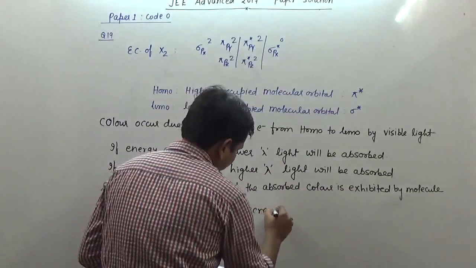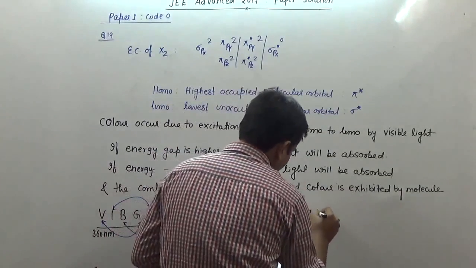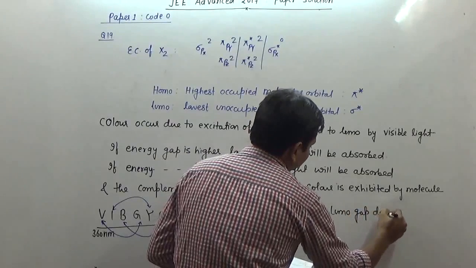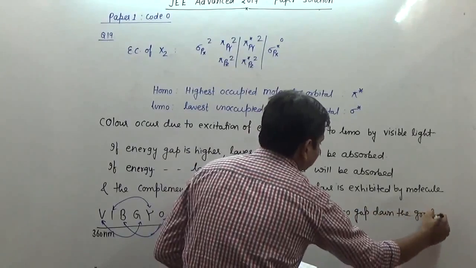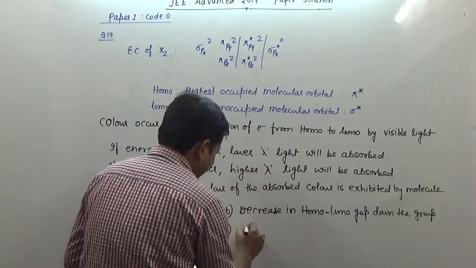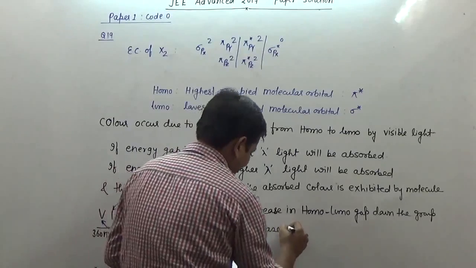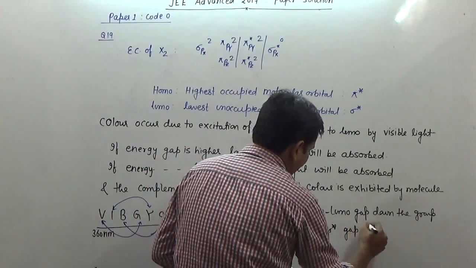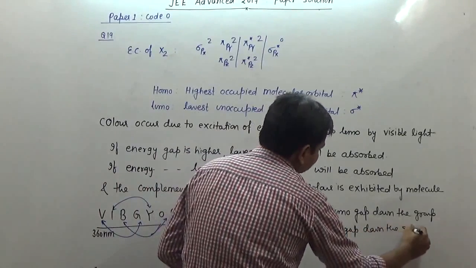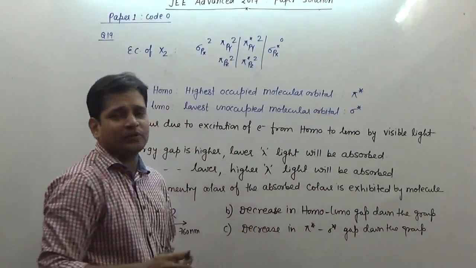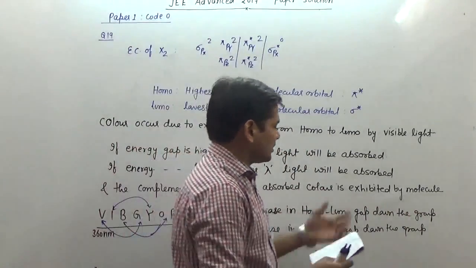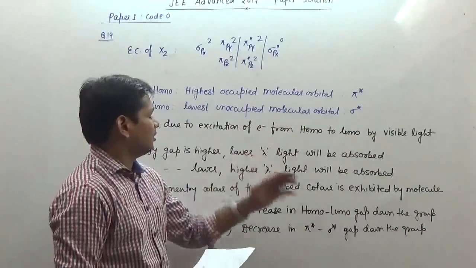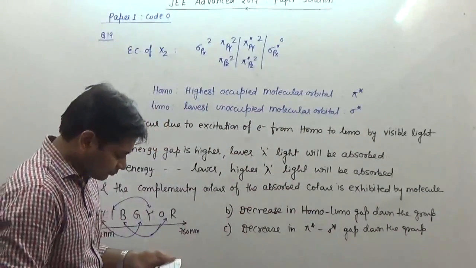Decrease in HOMO-LUMO gap down the group. And the third part is again the same thing, written as decrease in pi star sigma star gap down the group. So both are actually the same options. B and C are the same options, telling in different languages. Actually pi star means HOMO here, sigma star means LUMO here.